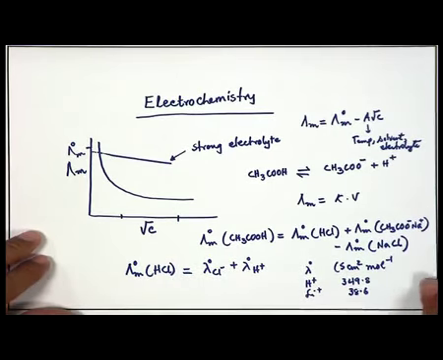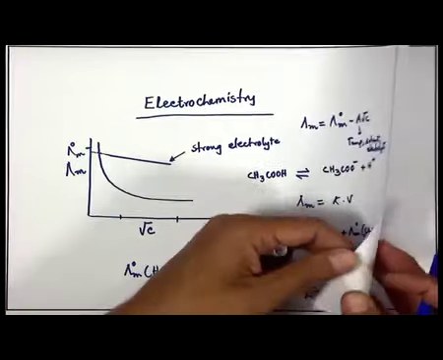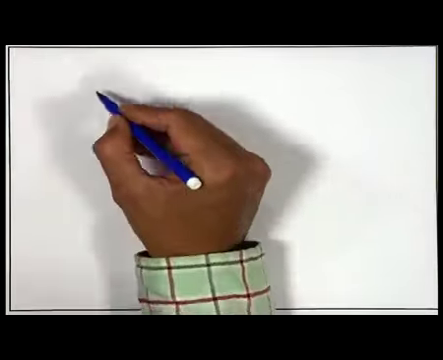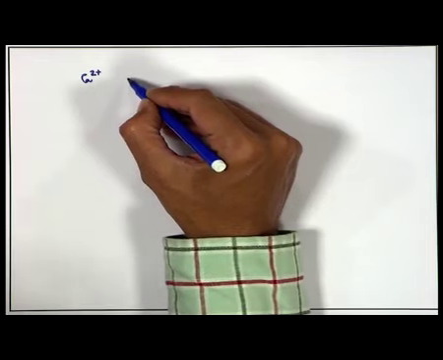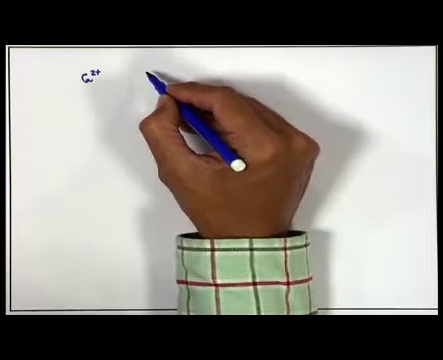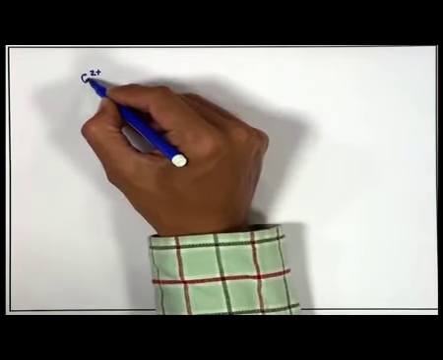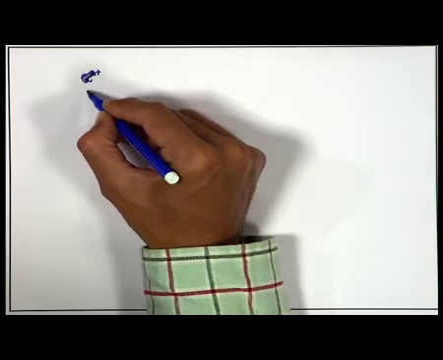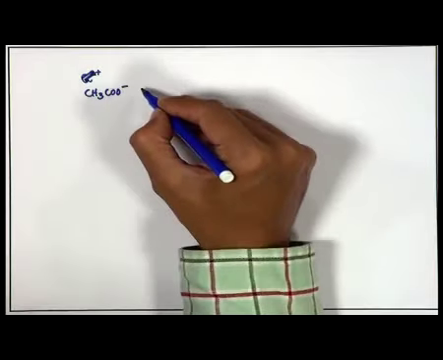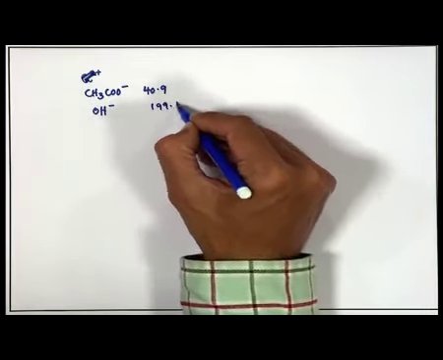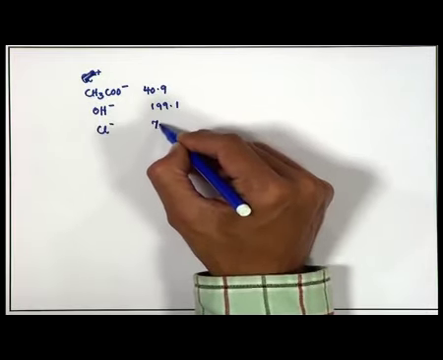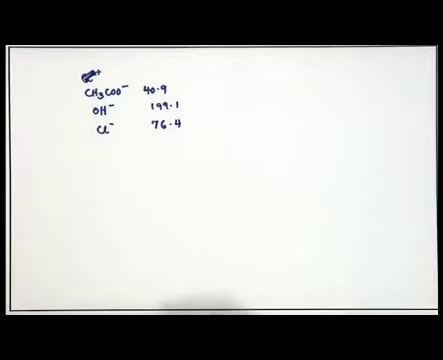Then for lithium plus, its value is 38.6. In the same way, for other ions, I am writing a few of them: calcium 2 plus is 119, CH3COO minus is 40.9, then OH minus is 199.1, then Cl minus is 76.4, and so on.